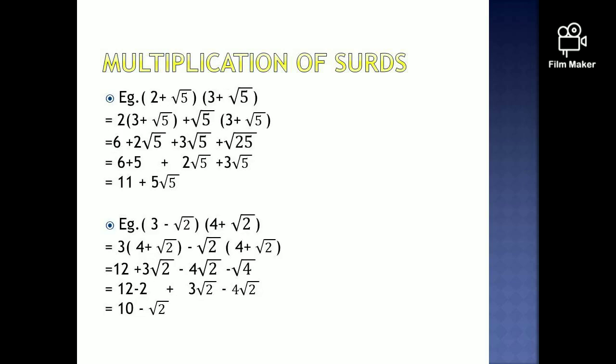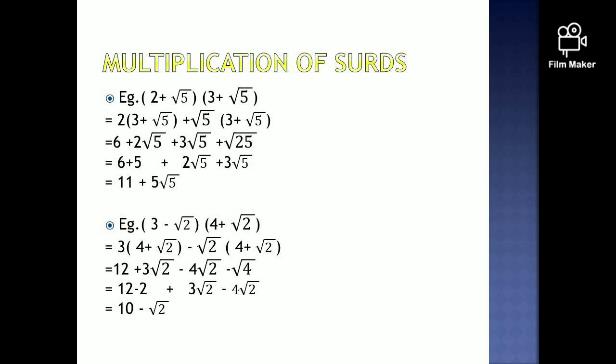Okay children, now let's try to use the theories we have learned to remove these brackets. Our question is to simplify (2 plus root 5) into (3 plus root 5). Initially I will multiply the second bracket, 3 plus root 5, with the first term, that is 2. And then I will multiply again the 3 plus root 5 with root 5, the second term of the first bracket. That's the same way we used with removing brackets in algebra.